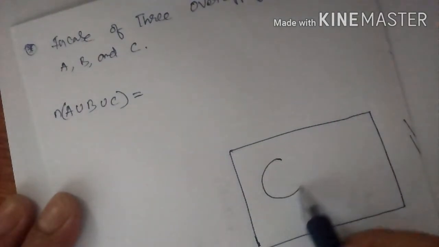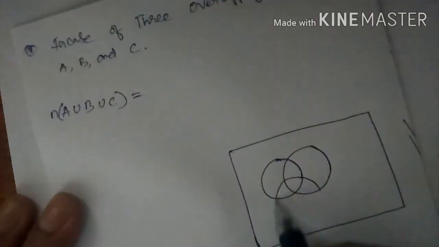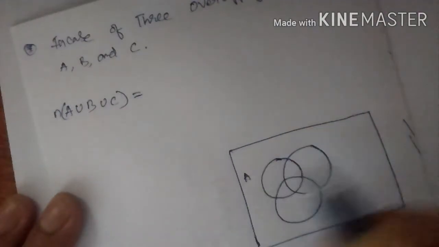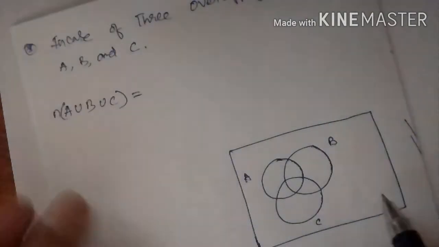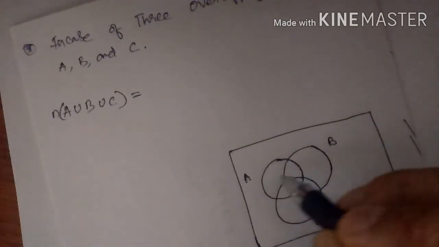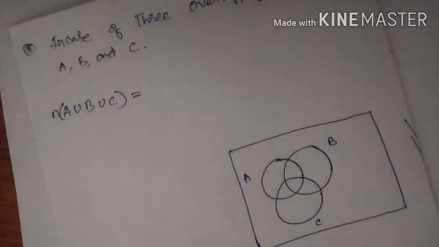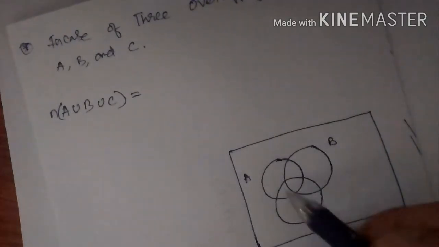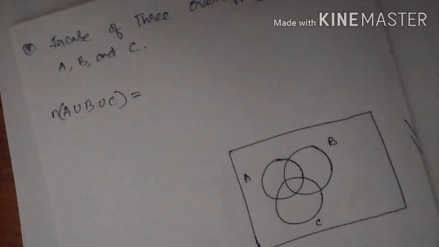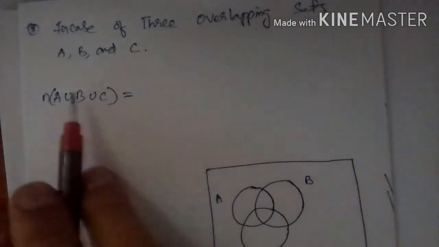So we have set A, set B and set C. So A, B and C. Now this whole thing is A, this whole thing is B and this whole thing is C. But we have all the 3 sets overlapping each other. So let's explain this. How do we find the formula of this?